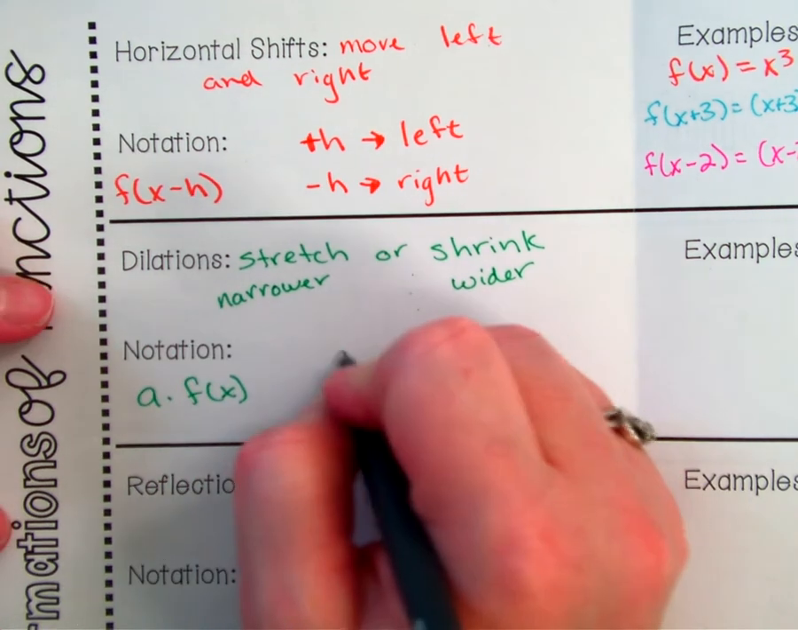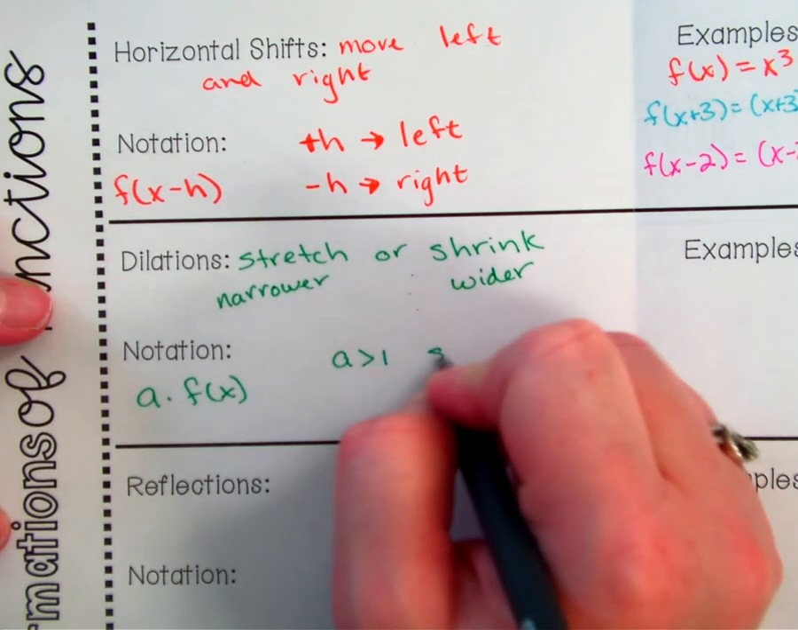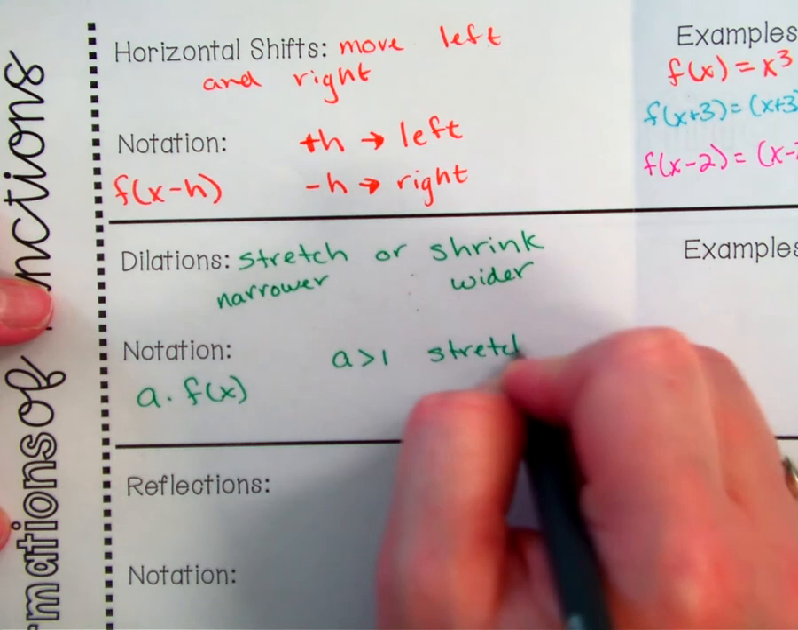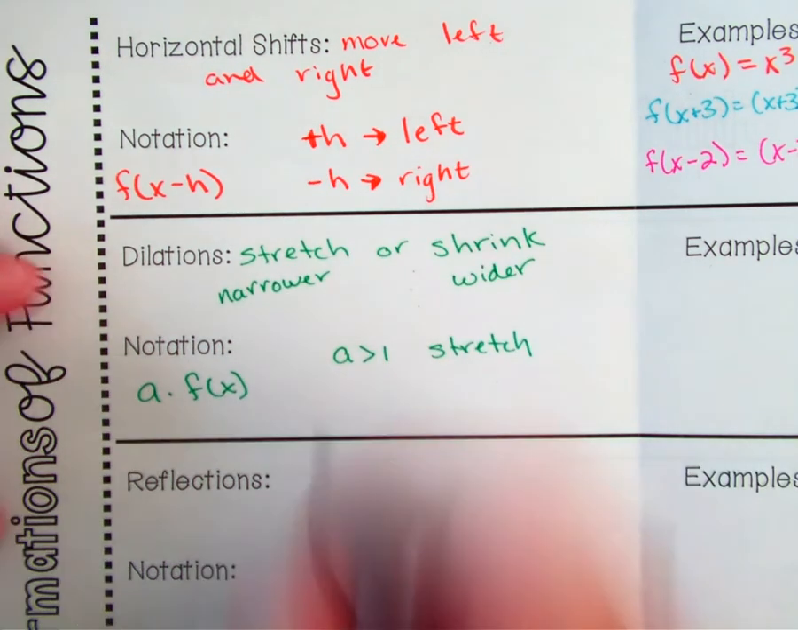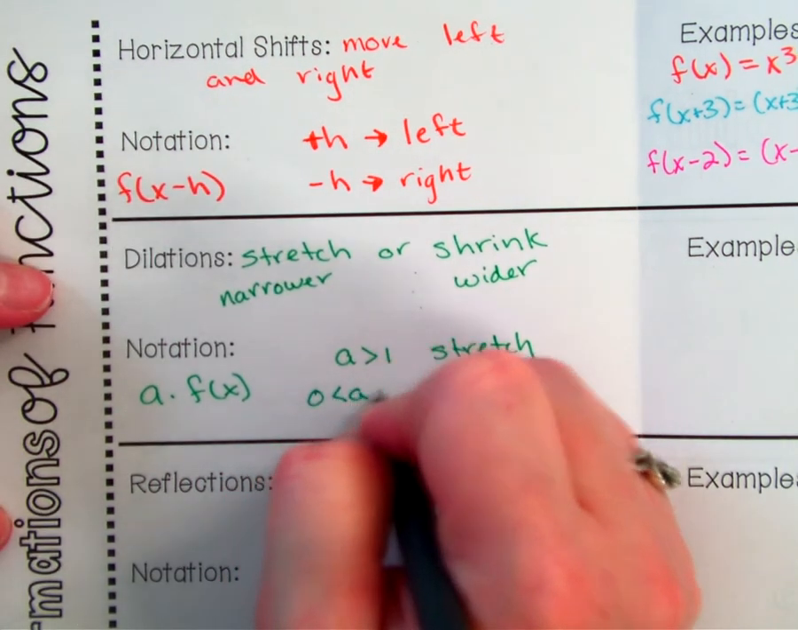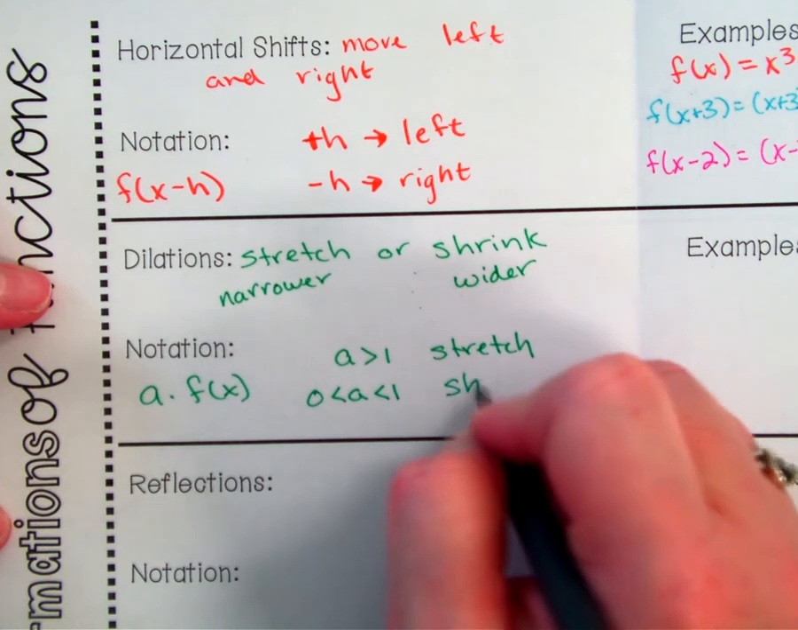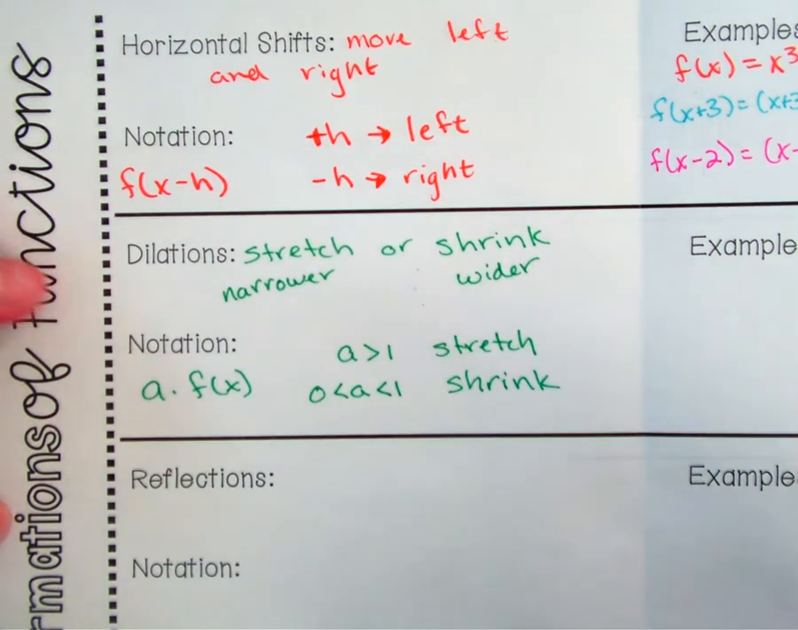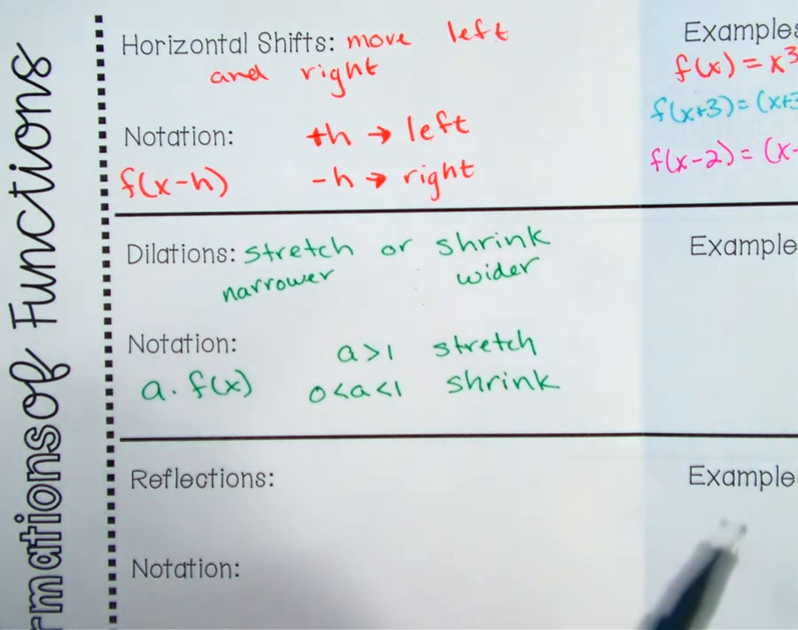Okay. If your a is greater than 1, that means you are stretching your function. If your a is between 0 and 1, meaning it's a fraction, that means you're going to be shrinking your function, making it flatter. A is always a positive value. If you see a negative sign there, that's actually connected to your reflection. Your a is just the number itself.